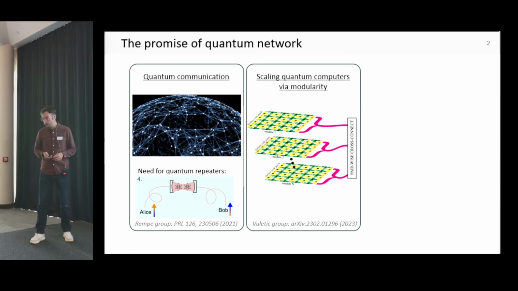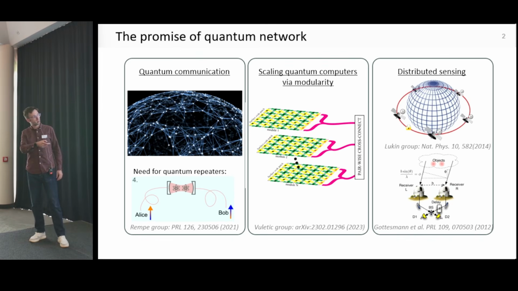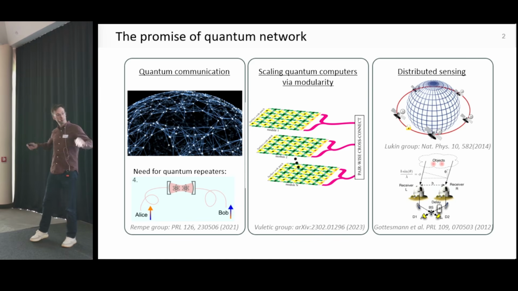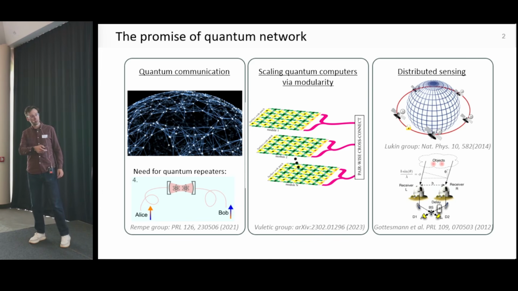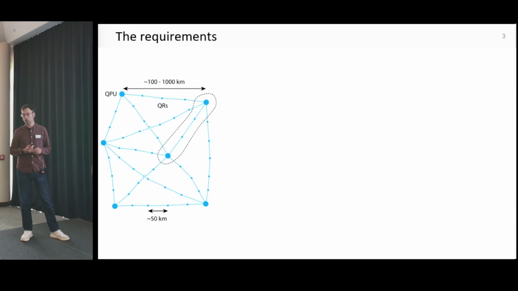Another really compelling application would be quantum sensing with distributed nodes, for instance, distributed clocks, as was suggested here, or maybe even using a quantum network to enhance telescopes looking at faint objects. And these are just some of the applications for quantum networks. So let's dig a little bit deeper and work out what the requirements of a quantum network are.